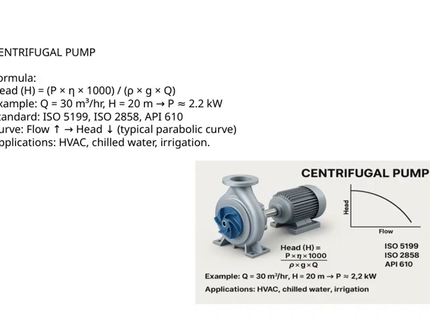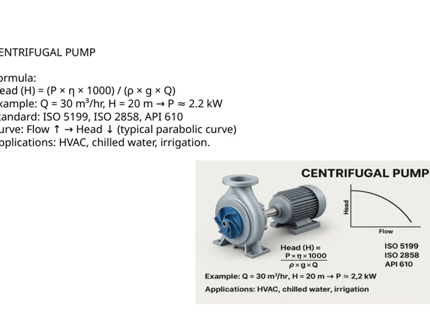Let's take a closer look at the centrifugal pump. First, we'll discuss the key formula used to determine its head, which is H. The formula is head equals P times eta times 1000, divided by rho times g times Q. This might look complex at first, but essentially it relates the power, efficiency, fluid density, gravity, and flow rate to the head produced by the pump.